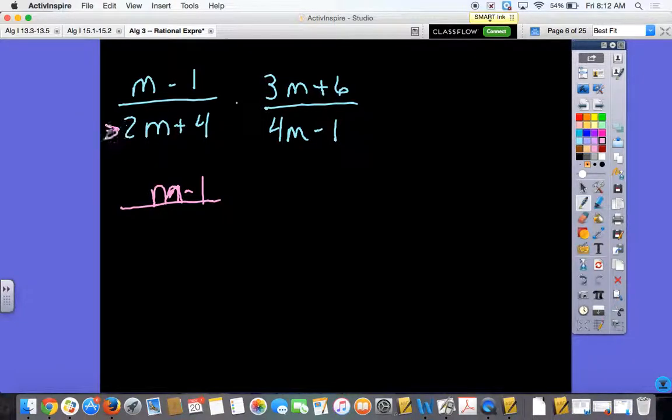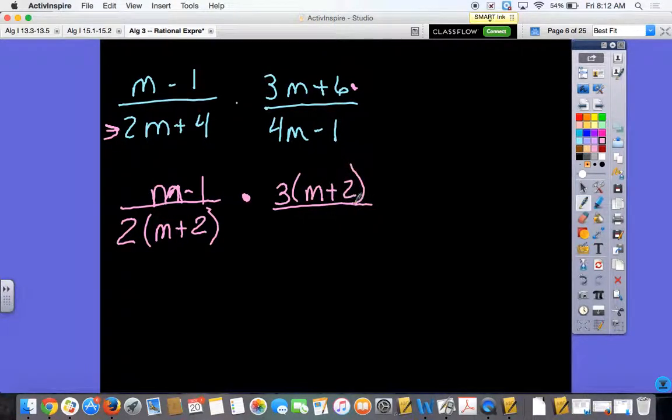Can you take anything out of this denominator? Yeah. Take 2 out. If you divide every term by 2, 4 divided by 2 gives you 2. All right. There's my times. So let's go up here. Pull out a common factor. 3 goes into both. So 3 divided by 3 is 1. 6 divided by 3 is 2.